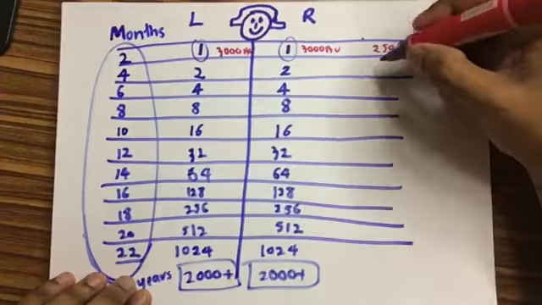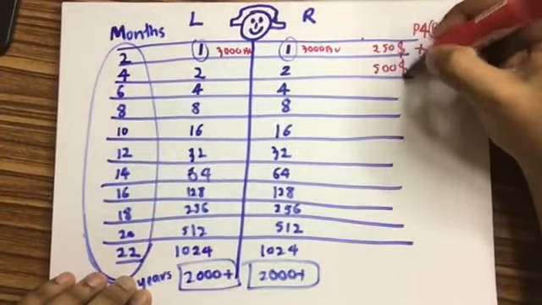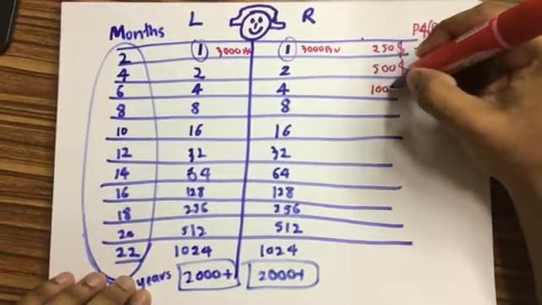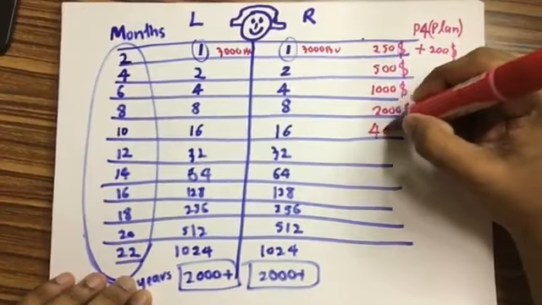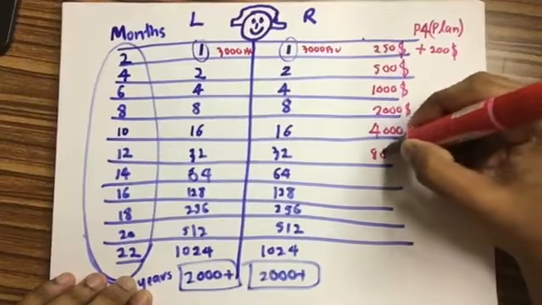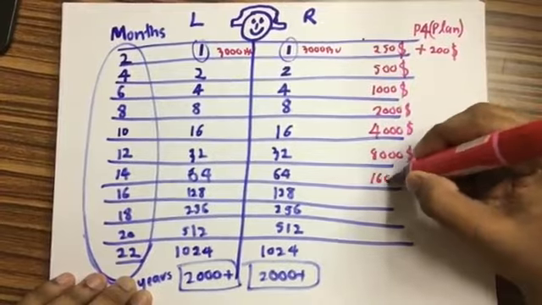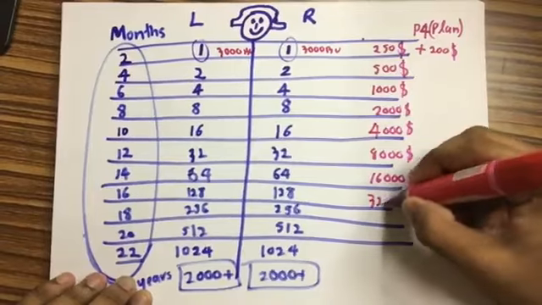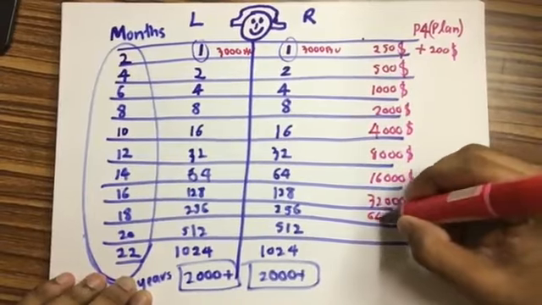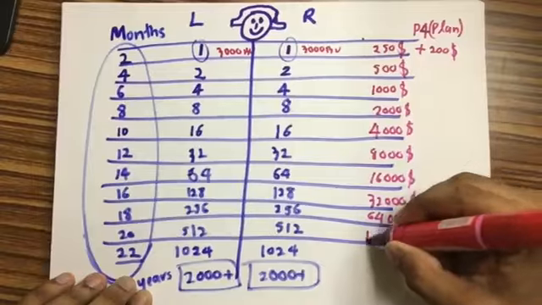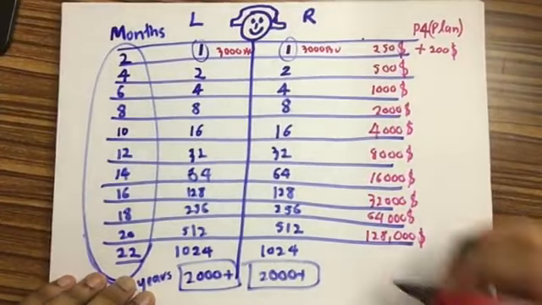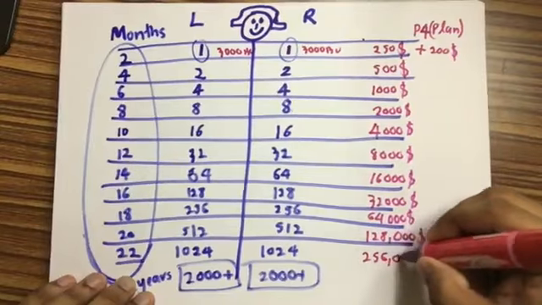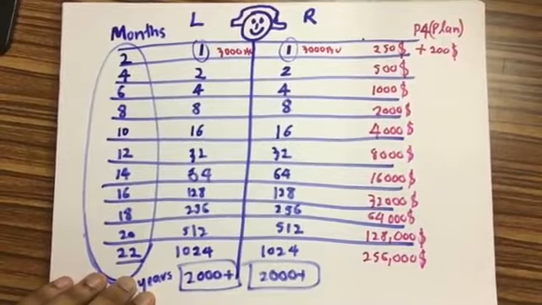So in your second level, you will be making $500 US as a group sale commission, and then $1000 US, $2000 US, $4000 US, $8000 US, $16,000 US, $32,000 US, $64,000 US, $128,000 US. And in the next level, you will make $256,000 US. Right? No, it's not possible.